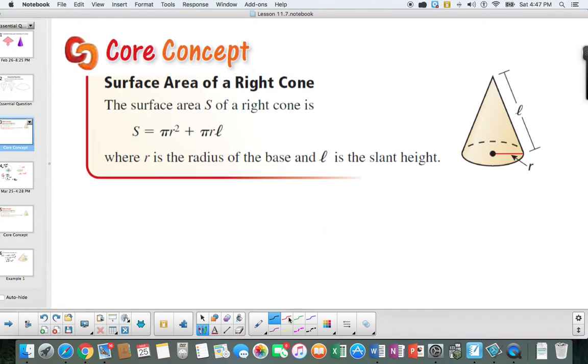Now the pi r squared comes from the base. Here's the base right here. And so this part right here is really what we call the lateral area. It has this kind of a shape, which is part of a big circle. Let's go ahead and take a look at how we find that area.